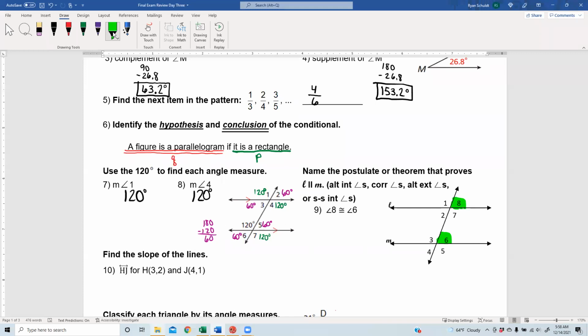What kind of angles are they? Well, are they on alternate sides of your transversal? No, they're on the same side of the transversal. So cross out alternate. Are they both in between your parallel lines? No, so they're not interior. They can't be same side interior. That means these have to be corresponding angles.